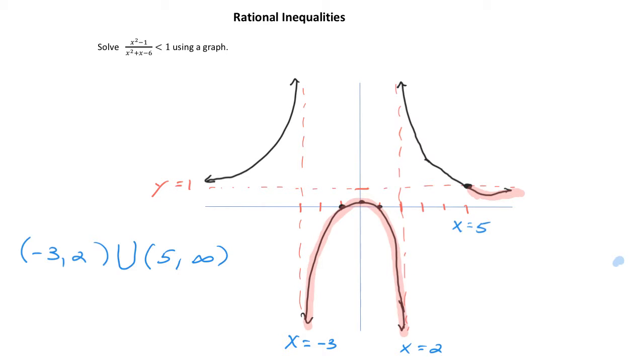I'll put a union just to say I'm taking both of those pieces, but it would be acceptable to write your answer as everything from -3 to 2, and also x is greater than 5. So again, what this is referring to is, here's y equals 1. That's this one here. I want every y value that's below it. That was this portion of the graph, and it was this portion of the graph. So I recorded my answer as just the x values. This portion of the graph went from -3 to 2, and this part of the graph goes from 5 to positive infinity.